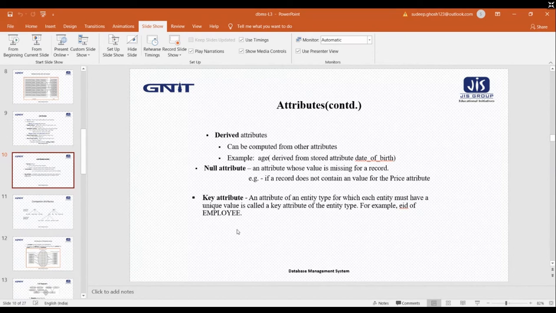Because the names, even the surnames of the students, may be the same, in that case the only identifying attribute is the roll number. The roll number is the value that is unique for each student. So that is called a key attribute. For employees or for faculties, faculty ID or employee ID is the key attribute.